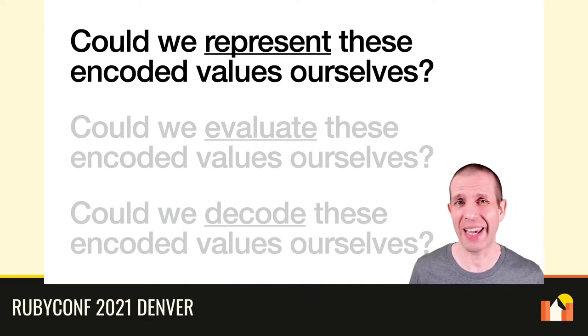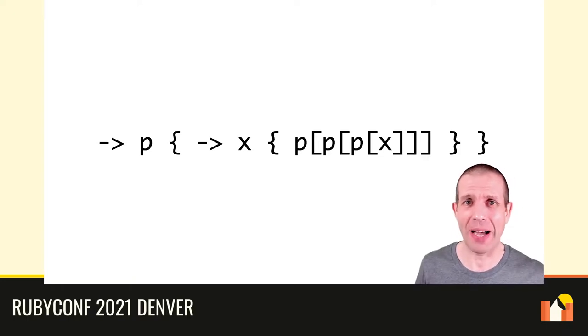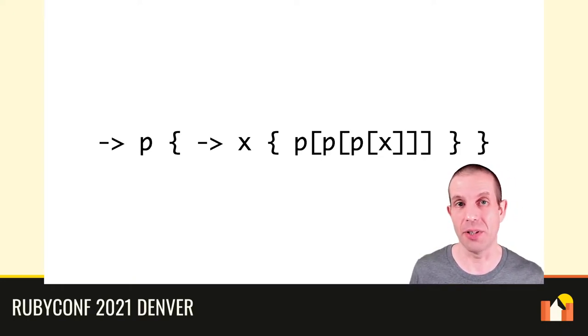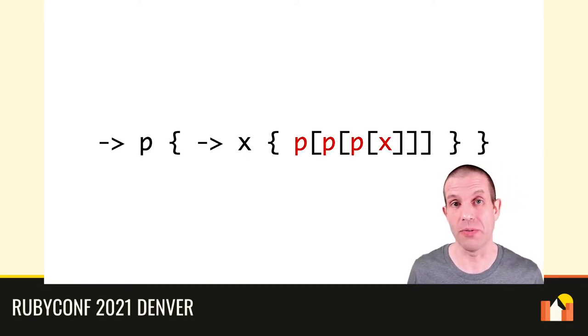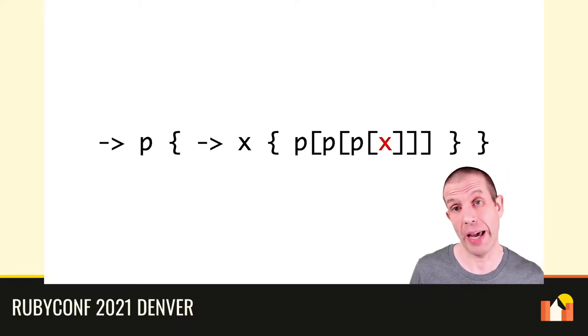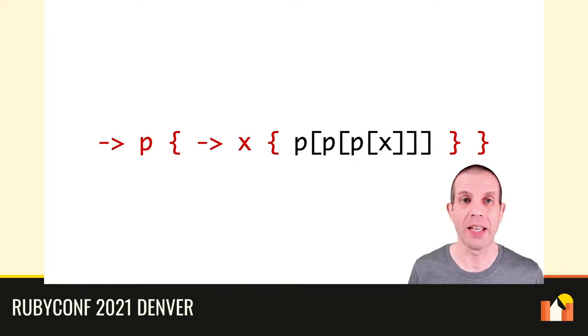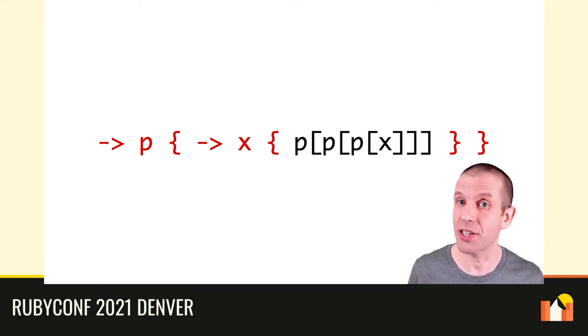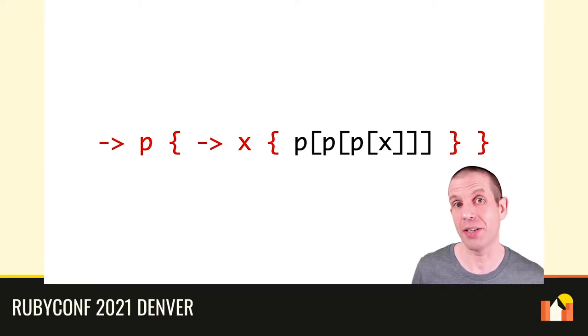Yeah, I think we probably can because, well, let's think about some arbitrary Ruby value encoded as procs. This was our encoding of the number 3. Now, appropriately enough, there are really only 3 kinds of syntax appearing here. Firstly, there are some variables. There are 4 of them here, 1, 2, 3, named p, and 1 named x. Secondly, there are 3 calls, this one, and this one. And finally, there are 2 proc definitions, each with a parameter name and a body.